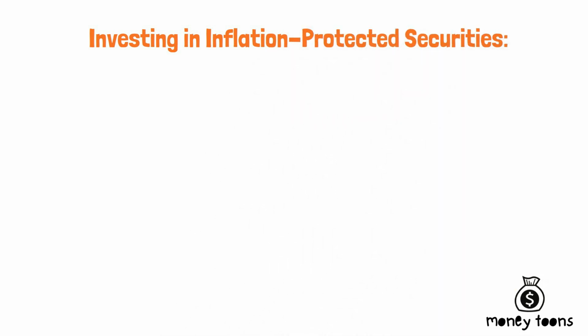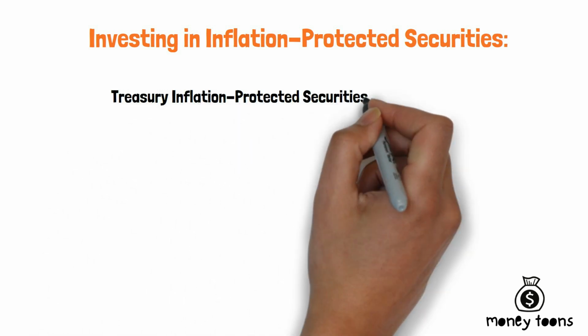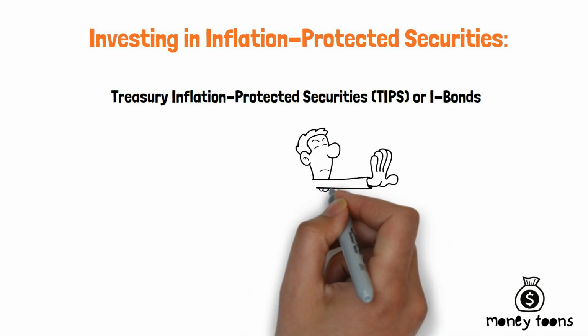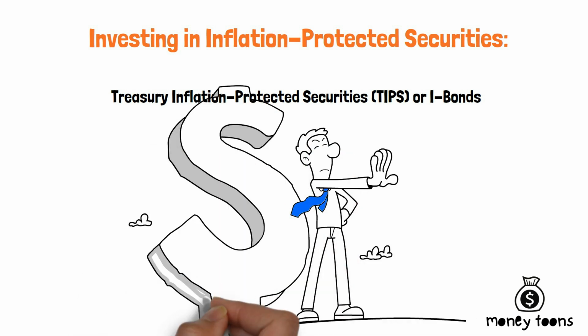Investing in inflation-protected securities. Another way to protect your money from inflation is to invest in inflation-protected securities, such as Treasury inflation-protected securities, TIPS, or I-bonds. These types of investments are designed to provide a return that is linked to inflation, so your purchasing power is protected even if the inflation rate increases.